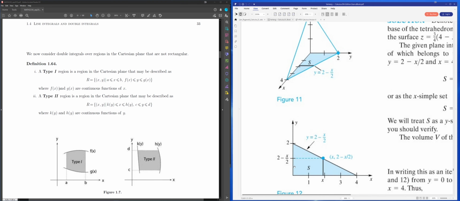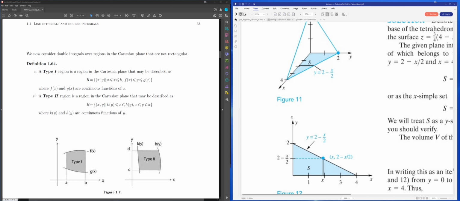Anyway, for this region here, if I want to express it as a type 2 region, I'd need the c and the d. The c would be 0, and the d would be 2. You're lying between two horizontal lines, y equals 0 and y equals 2. So c is 0 and d is 2. And then the points in this blue region lie between two curves, x in terms of y.